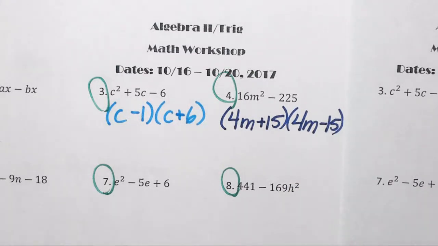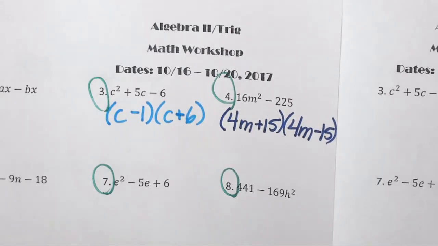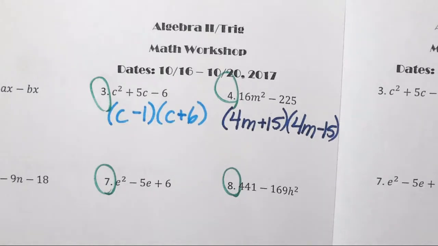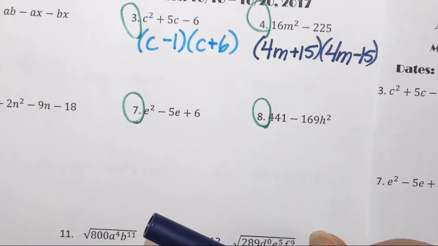Since we're already handling perfect squares, let's handle the other problem involving perfect squares. What other problem involves perfect squares? I heard it from 3 and 4.